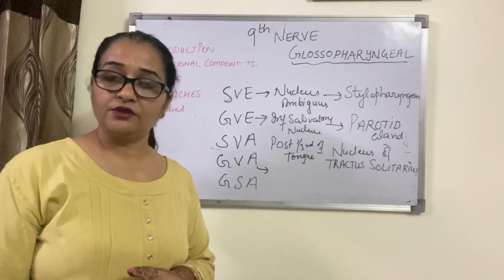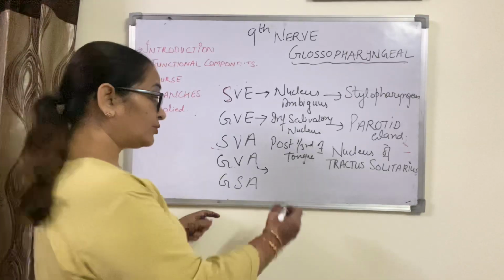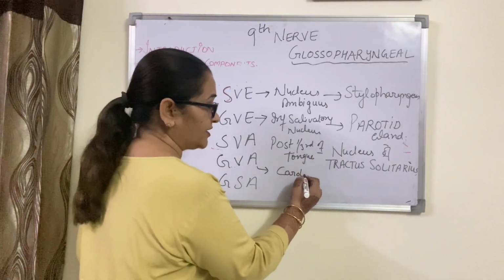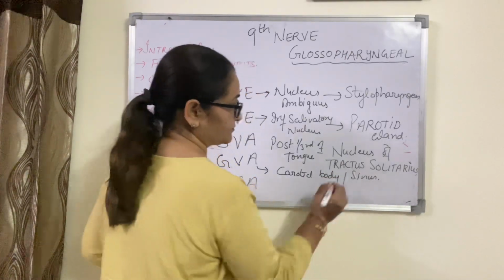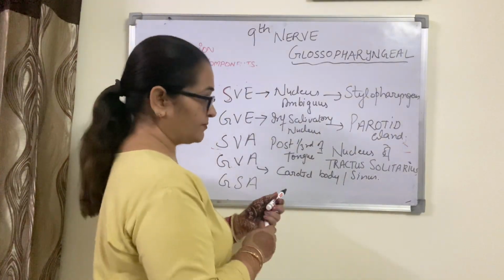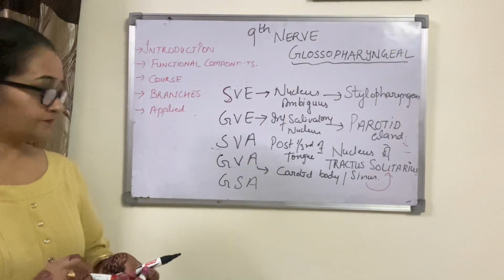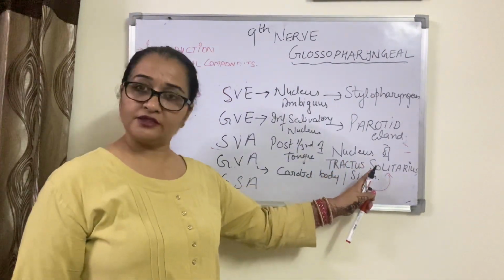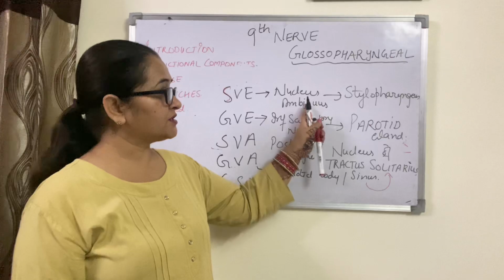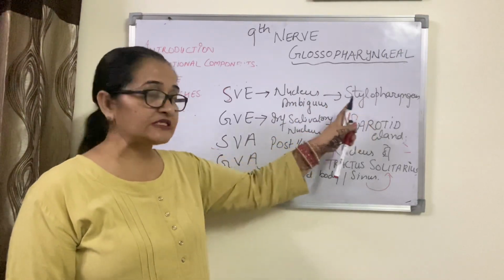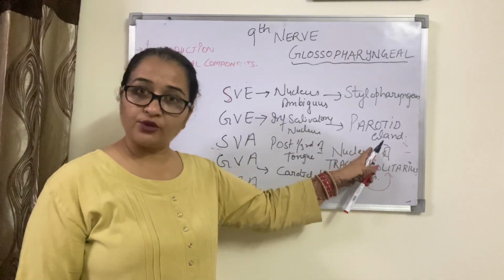Now these general visceral afferent fibers are again the central processes of the neurons which are lying in the inferior ganglion, and they are going to supply the carotid body and sinus. These fibers are also terminating in the nucleus of tractus solitarius. These different nuclei are lying in the medulla. The nucleus ambiguus is sending fibers to the stylopharyngeus muscle, and the inferior salivatory nucleus, which is lying in the medulla, is sending fibers to the parotid gland.